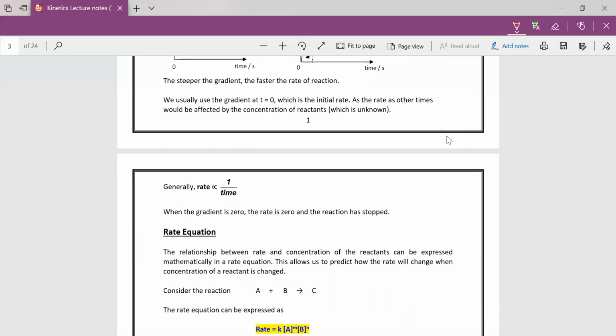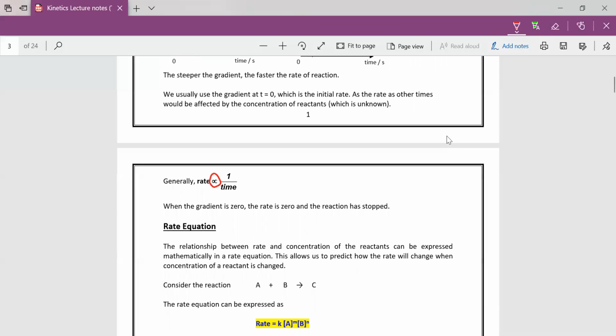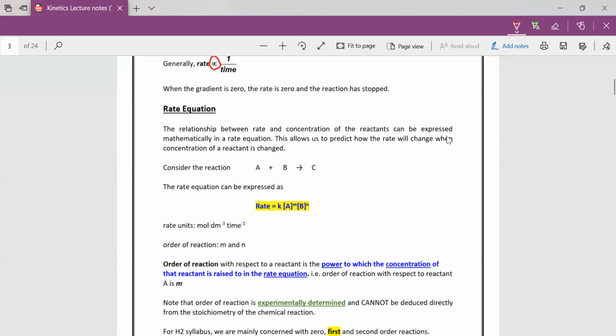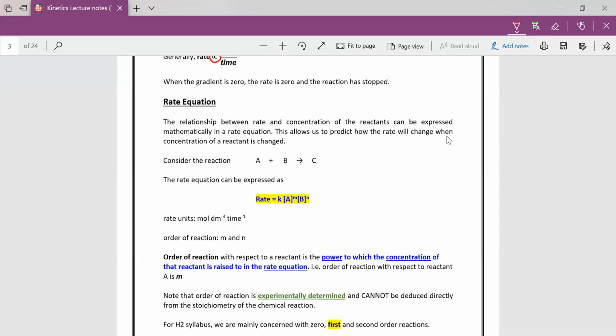Okay, generally the rate is directly proportional to 1 over time. So for example, if the time taken is very short, it means that your rate is very fast. But if the time taken is very long, like a large number, your rate will be very, very small, very slow. So when the gradient is equal to 0, the rate is 0 and the reaction has stopped. This, I think, is quite common sense. All right. So let's look at the rate equation.